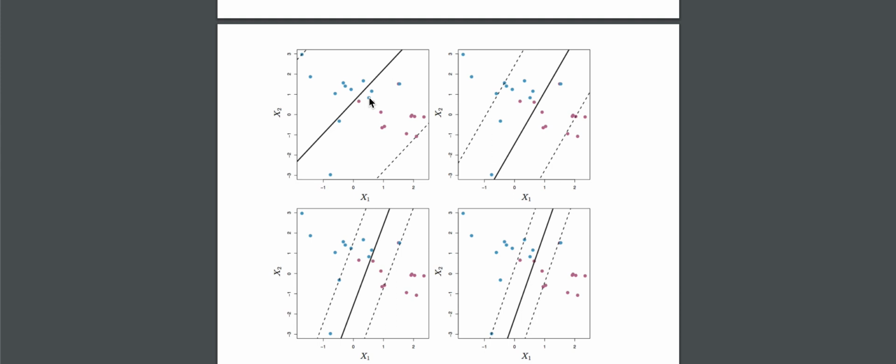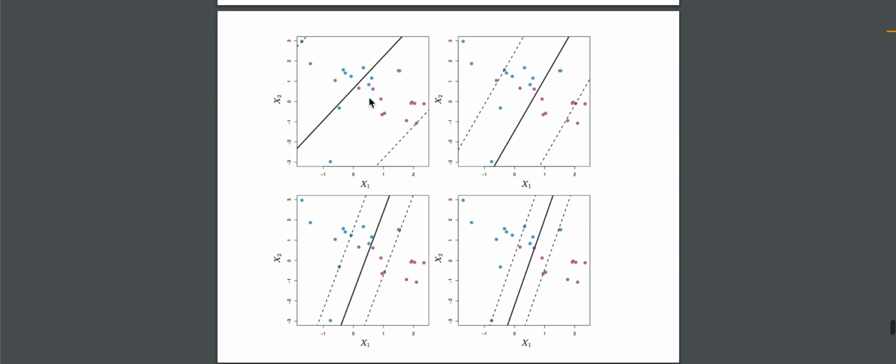As C decreases, the tolerance for observations being on the wrong side of the margin decreases and the margin narrows. So this is small C, large C.